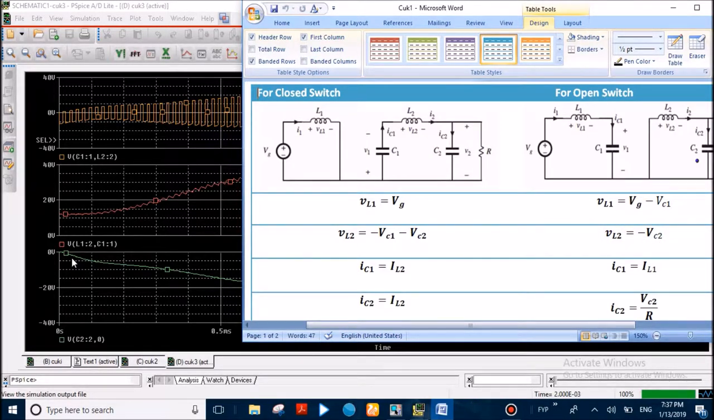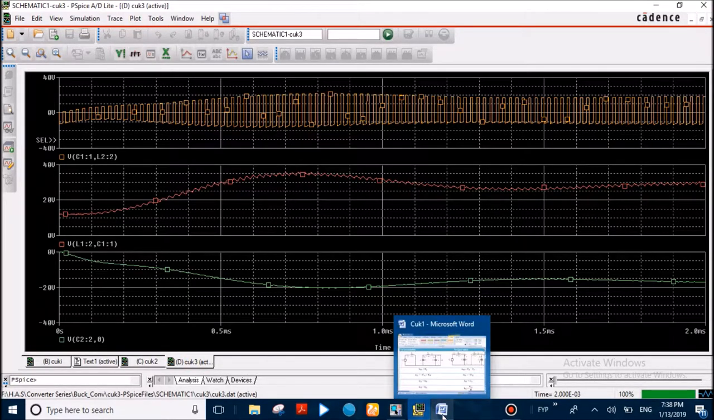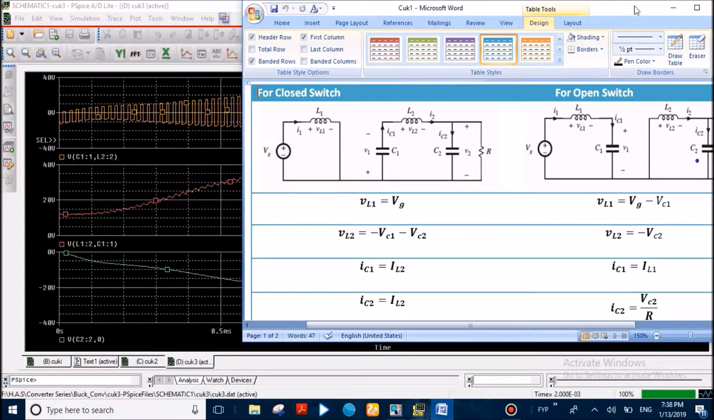and when it is open, we can see that it is minus VC2, which is actually this one. VC2 is here, it is some negative value. Let us say that it is minus 3 volt. So it will become positive 3 volt when it goes off. So that's all for the graph.